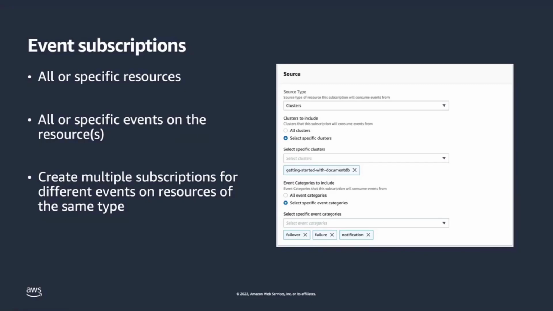All right, here I've selected a specific cluster. And then going even further, what cluster events do I want to subscribe to? Is it all cluster events or specific cluster events? So in this case, I just want failover, failure, notification events on the Getting Started with DocumentDB cluster. Now, if you do want to subscribe to different events on different clusters, again, that's going to have to be multiple subscriptions.